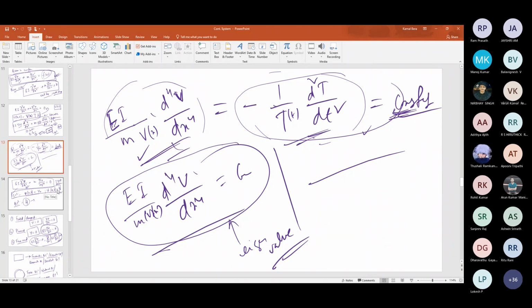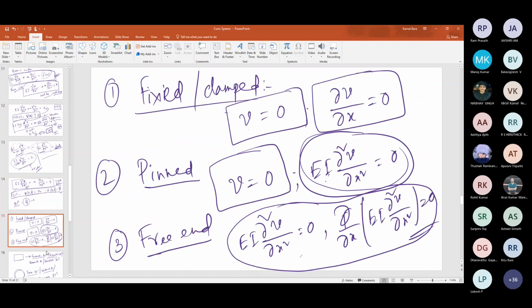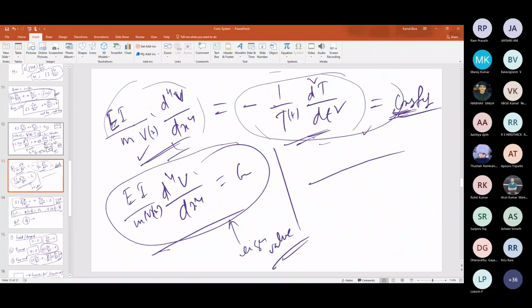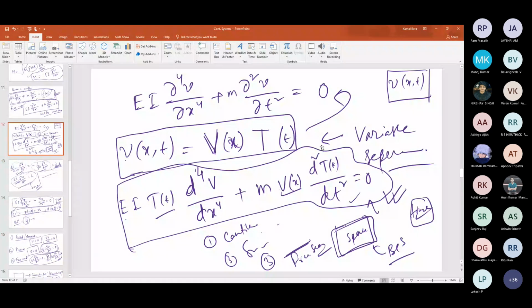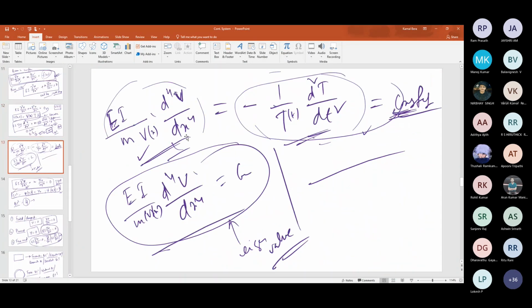We'll again start from here maybe. For your convenience, we'll start from the basic equation, the free vibration problem, where I have written this one. I will use the variable separation technique and then separate it out. Since one part is time dependent and one part is space dependent, they can only be equal if they are equal to some constant. Then I will equate it to the constant and get two separate equations, one time related, one space related.